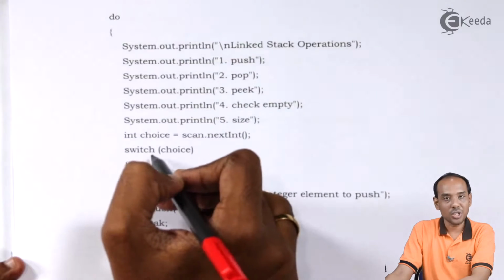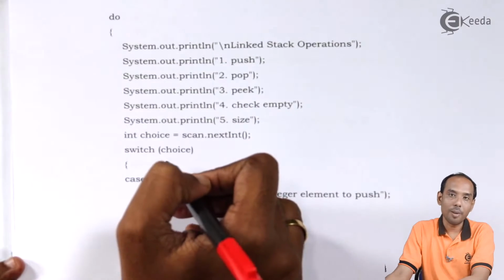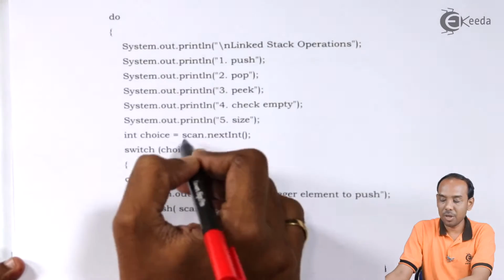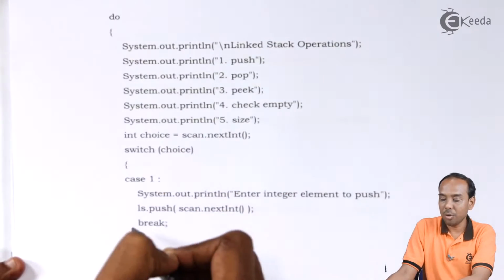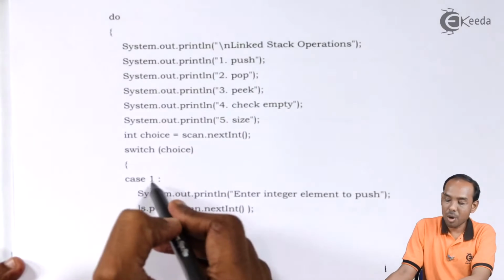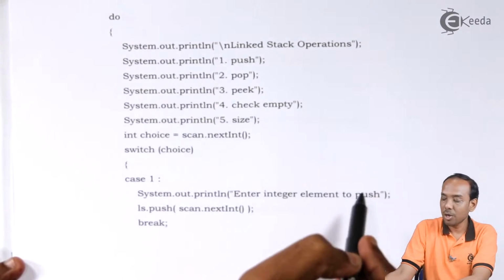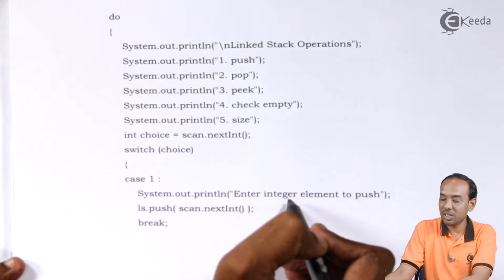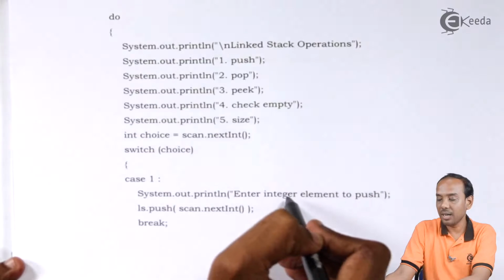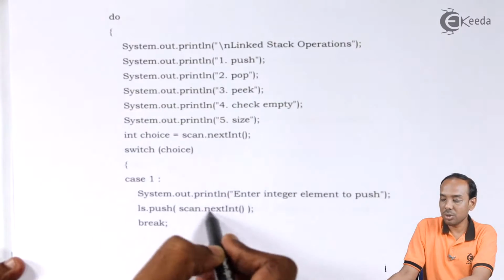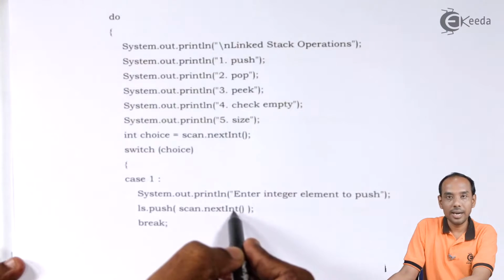Then I am going to check the cases one by one using switch case. So the choice is taken from the user, and using switch case I am going to implement the particular operation. Case number 1, that is pushing the element into the stack. I write integer element, that is, enter integer element to push. That value is taken from the user using scan dot next int.